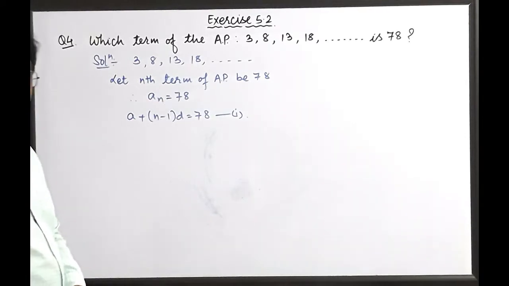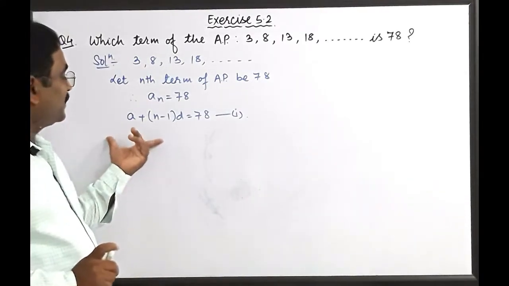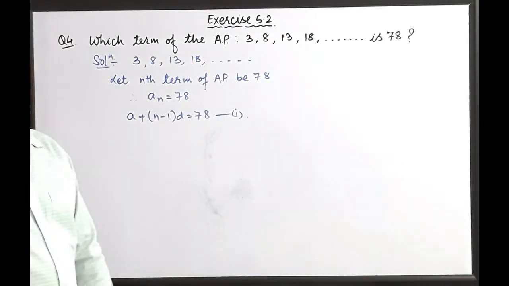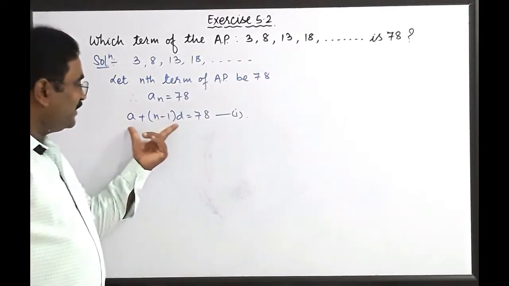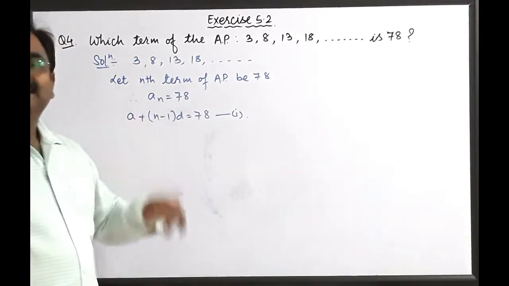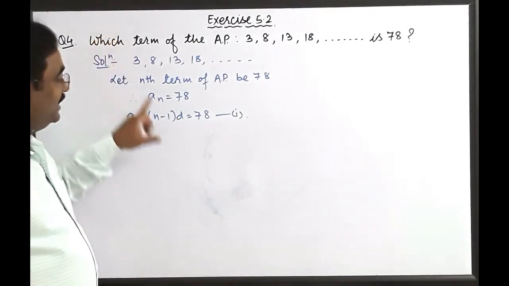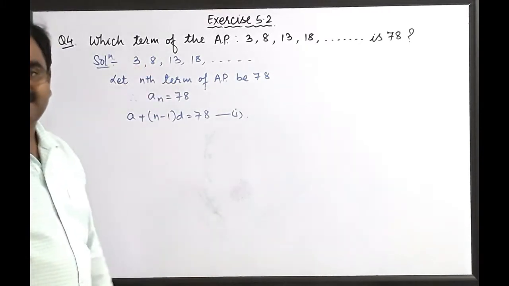Okay बच्चों, कोई प्रॉब्लम हो तो डिस्कस इट. नाउ हमें तो n की वैल्यू फाइंड करना है. विद दिस वी विल गेट द nth टर्म ऑफ दिस सीरीज इज 78. But the two more variables a and d is there. A is the first term, which is 3. D is the common difference, which is 8 minus 3, that is 5.